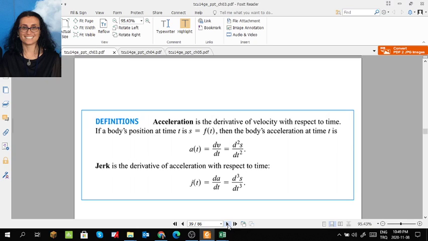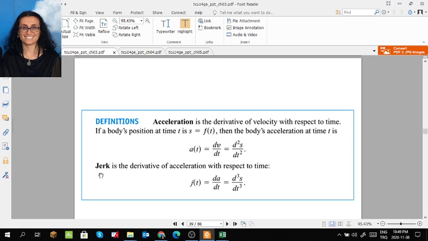From here, the next step, we talk about the acceleration. So far we talked about the position function, which is s equals f of t. If you take the derivative of s, we get the velocity function, and if you take the derivative of the velocity function, you get the acceleration. So these are all related to each other. Acceleration is the derivative of the velocity with respect to time. If a body's position at time t is s equals f of t, then the body's acceleration at time t is a of t equals dv/dt, the derivative of the velocity function with respect to time, which is the same as the second derivative of the position function with respect to time.